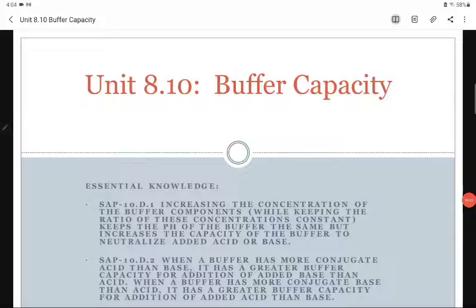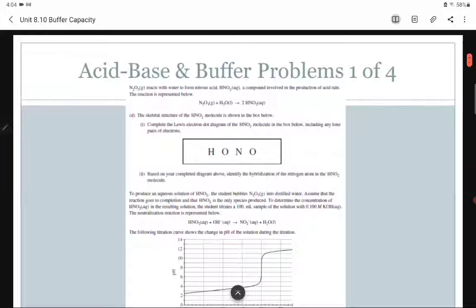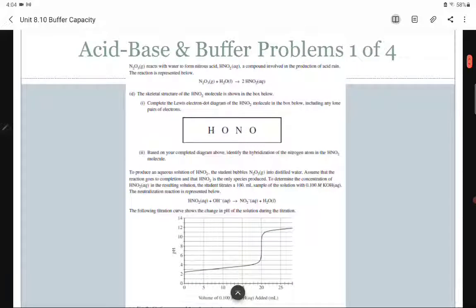Okay, our last section in Unit 8 says buffer capacity. We've already talked about buffers. We're going to catch a lot of the things we've done in Unit 8, and this is going to be more of a practice session and encompass as many different concepts as we can here. So no new information, just practicing really.